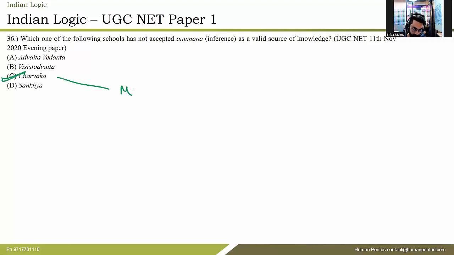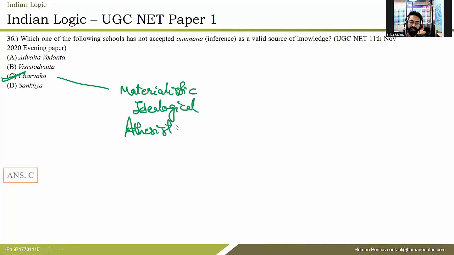Charvaka school is very materialistic, ideological, as well as atheist in nature. And they do believe in some things, but not all of them. Anumana is not one of them. They need their reasons. They need to experience things to understand or to perceive them as knowledge. Okay, so they do not take Anumana as a valid source of knowledge.